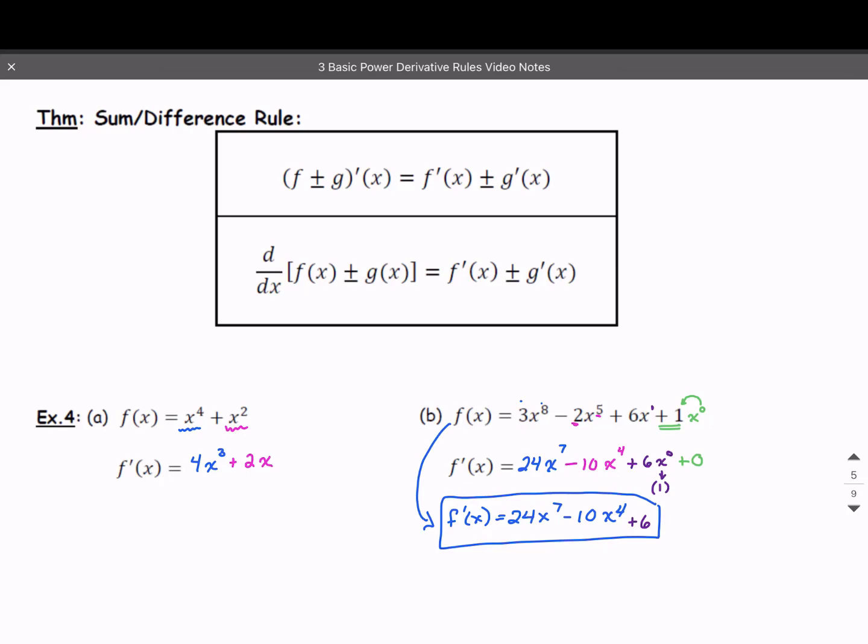Absolutely. But for the first time, we wanted to make sure you understand that the derivative of 6x is 6 and that the derivative of the 1 goes away. It's 0.